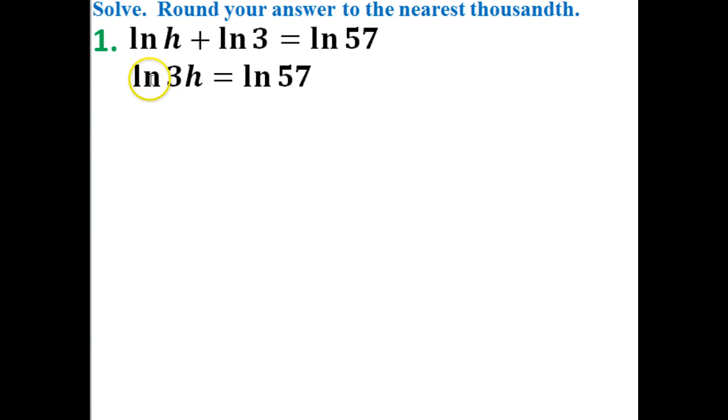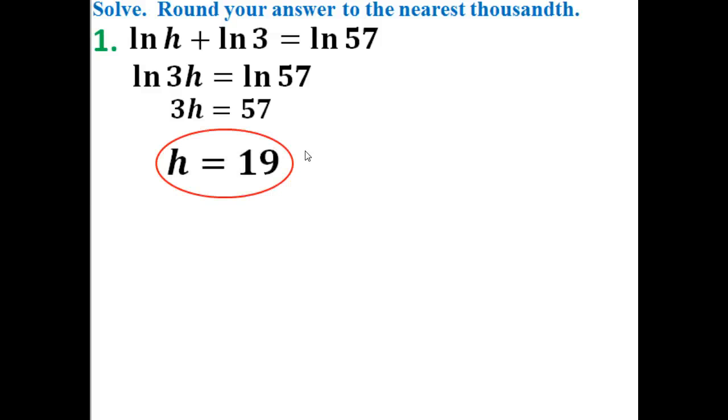Now because we have the log on both sides that has the same exact base, e, we have a natural log on both sides, I can basically just cancel those two out. They can just disappear, if you will. So that would yield us, simplified even further, 3h equals 57. Now I just solve it like I would any other equation. I divide both sides by 3. To get h all by itself, I end up finding out that h equals 19.